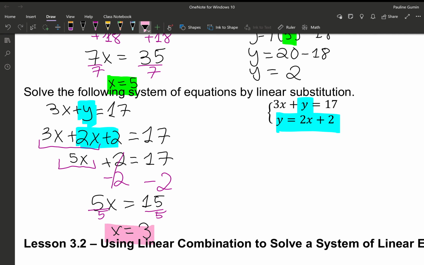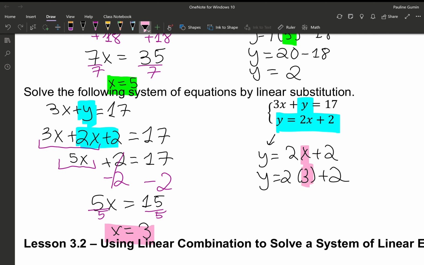We have x. I'm going to use this y equals equation to find y, because I think it's going to be a little easier to use. It doesn't really matter which one you use, but this will just make things a little easier for you.